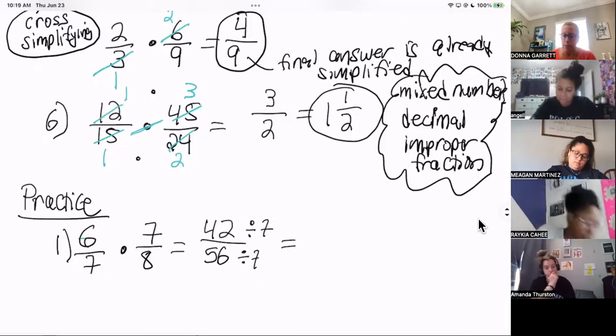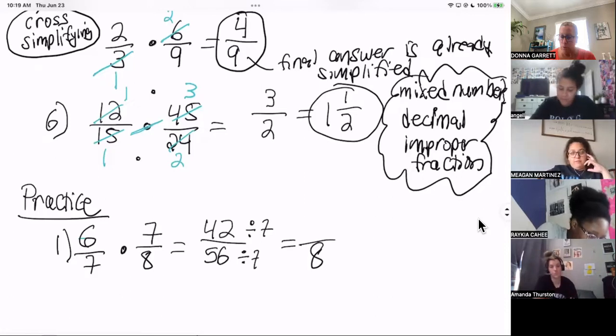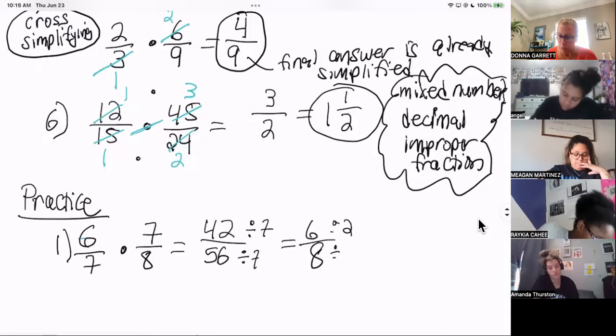Okay, so 8 times 7 is 56. 7 times 6 is 42. Oh yeah, I wrote the problem wrong. Okay, never mind. But then I can also divide now by 2. So I guess I could divide by 14 before. But that's all right. You don't have to do it in one step. 3/4.